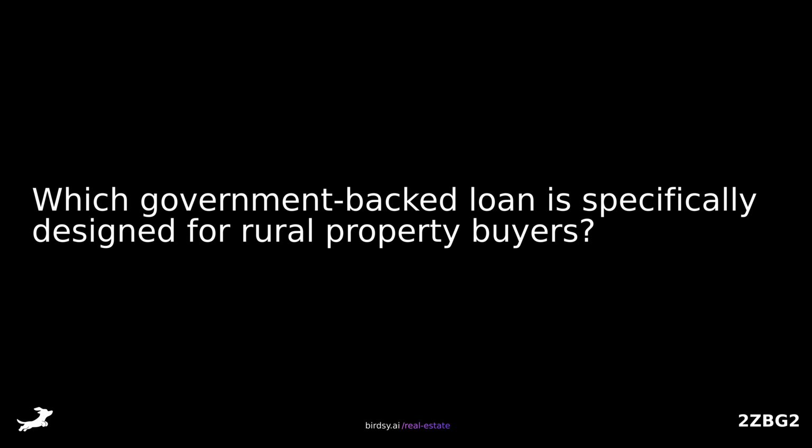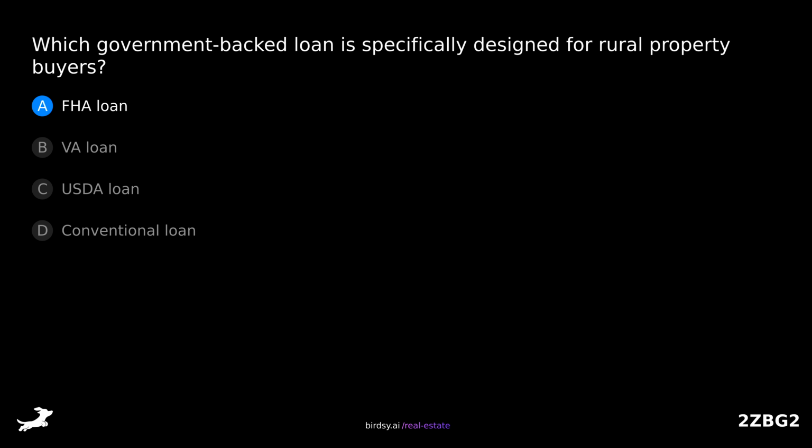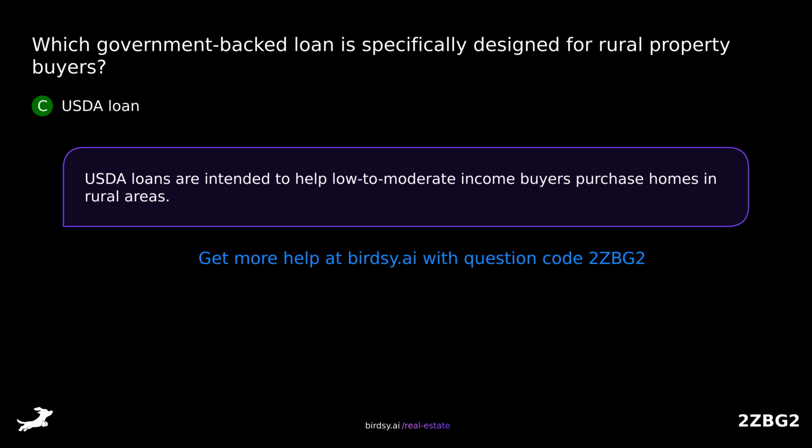Which government-backed loan is specifically designed for rural property buyers? Is it A, FHA loan, B, VA loan, C, USDA loan, or D, conventional loan? The answer is C, USDA loan. USDA loans are intended to help low to moderate income buyers purchase homes in rural areas.